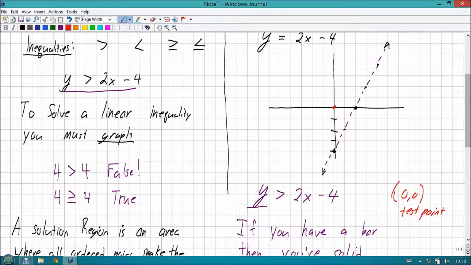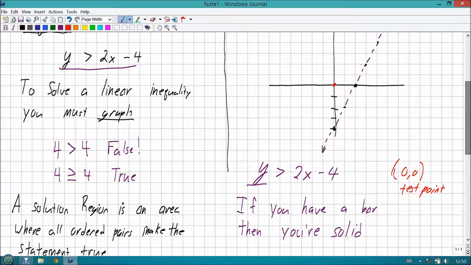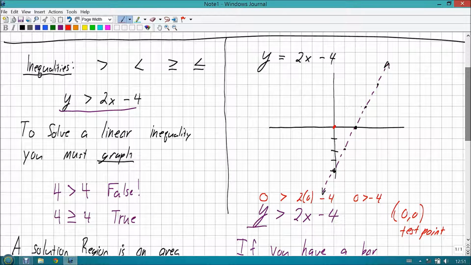I plug in 0, 0 to my equation and see if it makes a true statement. So plugging it in, I plug in 0 for the y, and 0 for the x, and I get 0 is greater than negative 4. Is this true? Is being debt-free better than owing $4 million? I would say, oh yeah, it's definitely better. So if true, then through. That means we have to go through our point 0, 0.